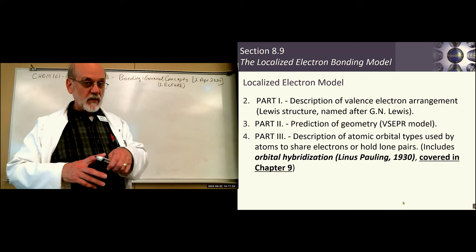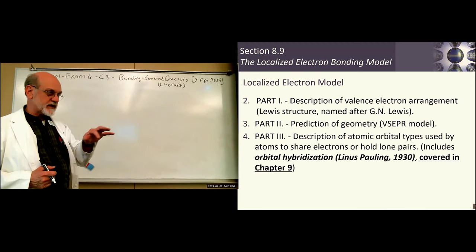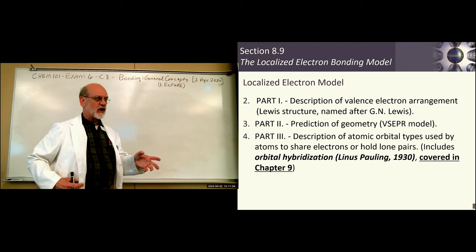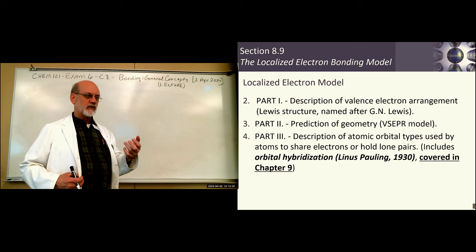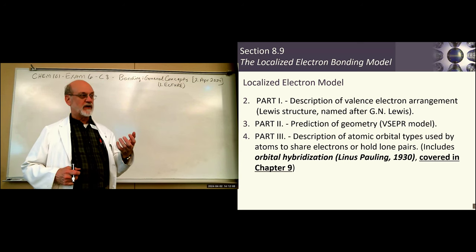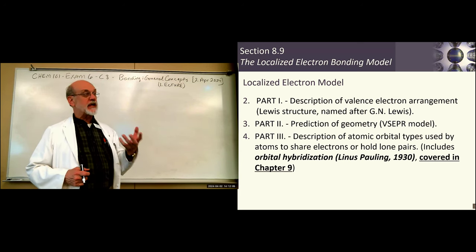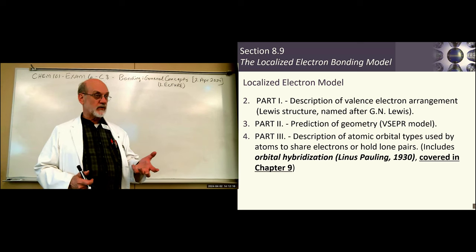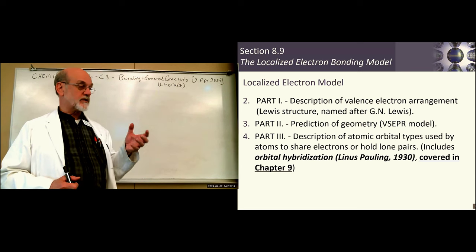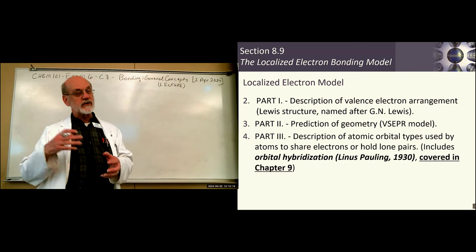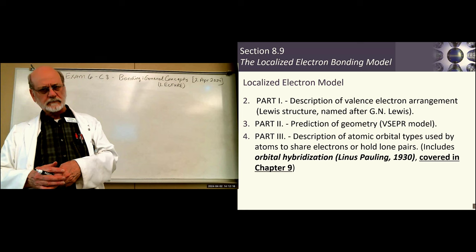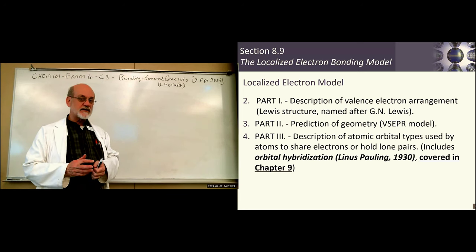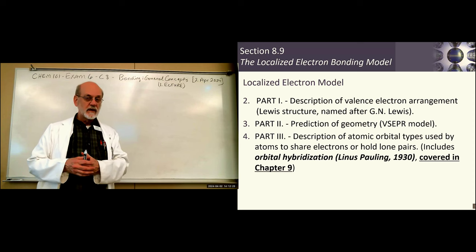So what we're discussing for the rest of this chapter is very useful in understanding how molecules are formed, how bonds hold them together, and the shapes that they occupy. And then the polarity of the molecule itself, or even regions of a molecule, can be polar and other regions can be nonpolar. And that's what the localized electron model and the VSEPR model help us to do.